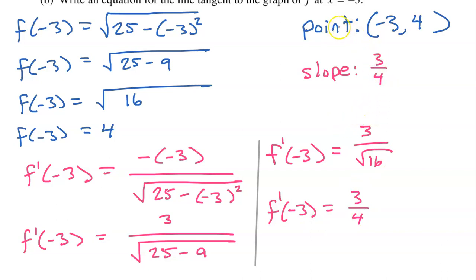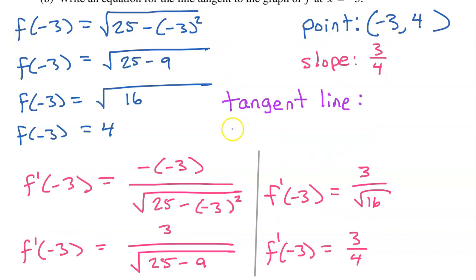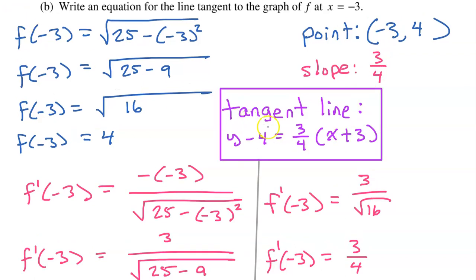So now that we have a point and the slope, we can write the equation. The equation goes y minus y1, so y minus 4, is equal to the slope times x minus x1. Minus negative 3 is plus 3. So this is the final answer.